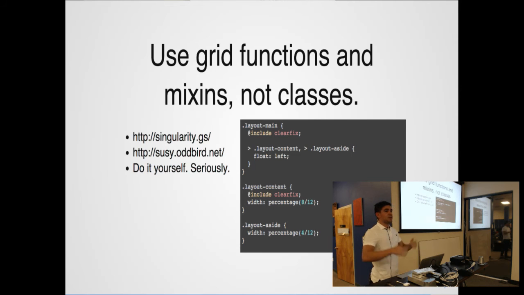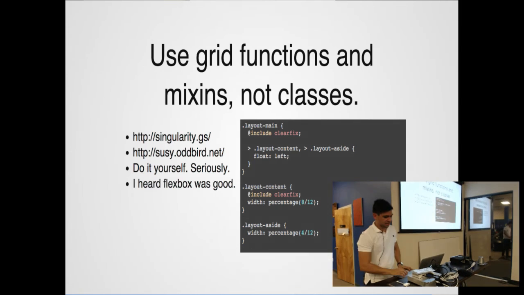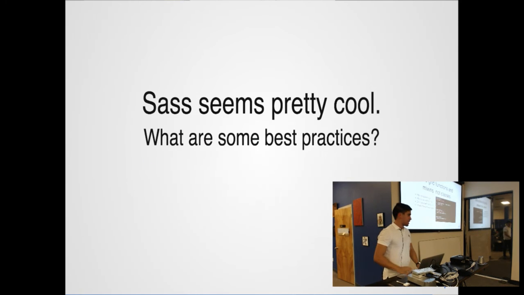Many of you are familiar with float layouts. So we're just giving the content a width of 8/12, which is about that wide. And then the aside 4/12, which is a little less wide, right on the side. Or you could use Flexbox if you want to. So Sass seems pretty cool.